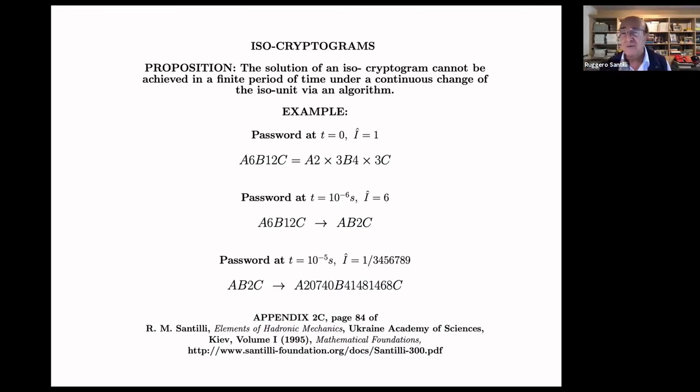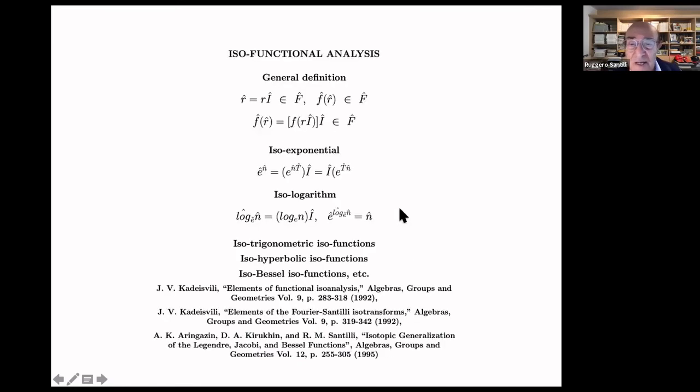We got some money out of iso mathematics. Believe it or not, soon after the appearance of the volume one, Elements of Hadronic Mechanics, a cryptographic company from London, working on the security of British credit card, essentially purchased the right of this idea for Europe. So at least we got someone. Here's an idea of a simple password that becomes very complicated. I've seen password reduced very easily to a full page.